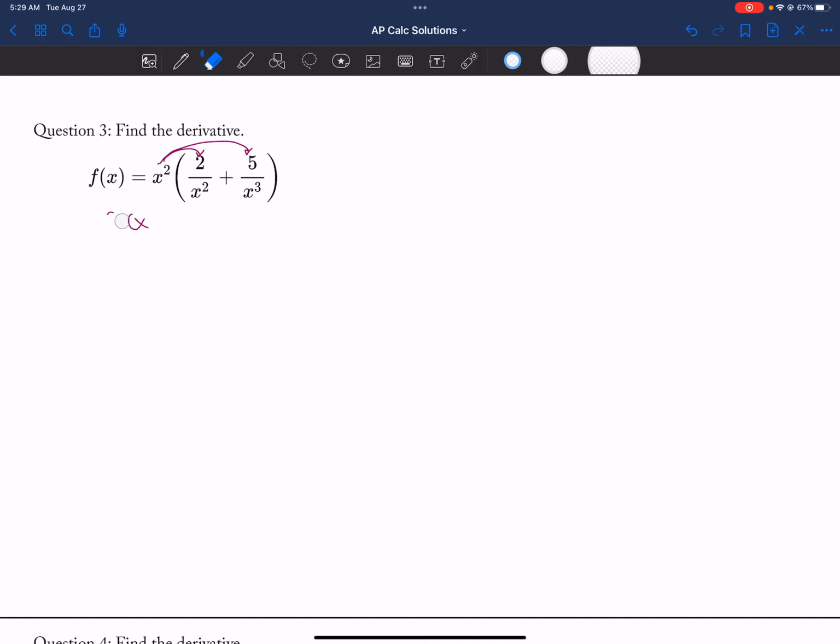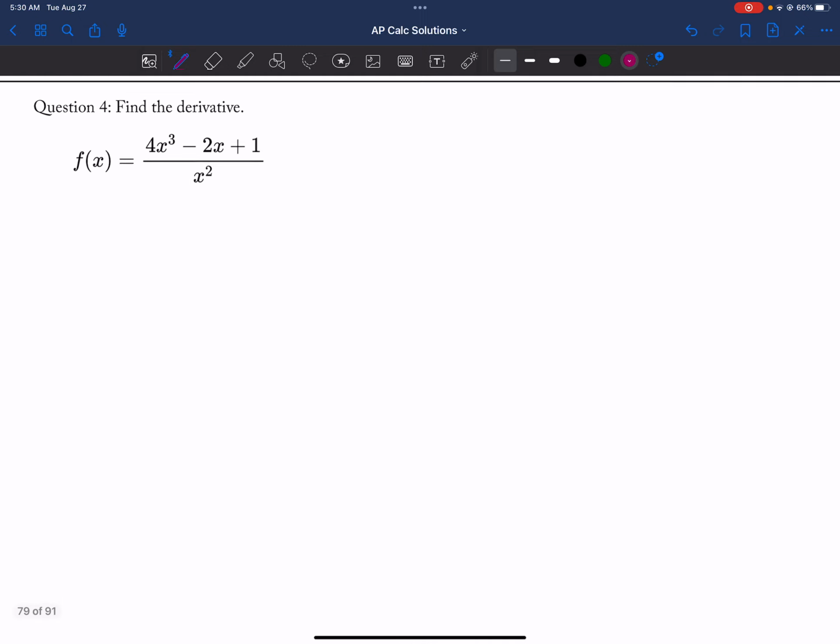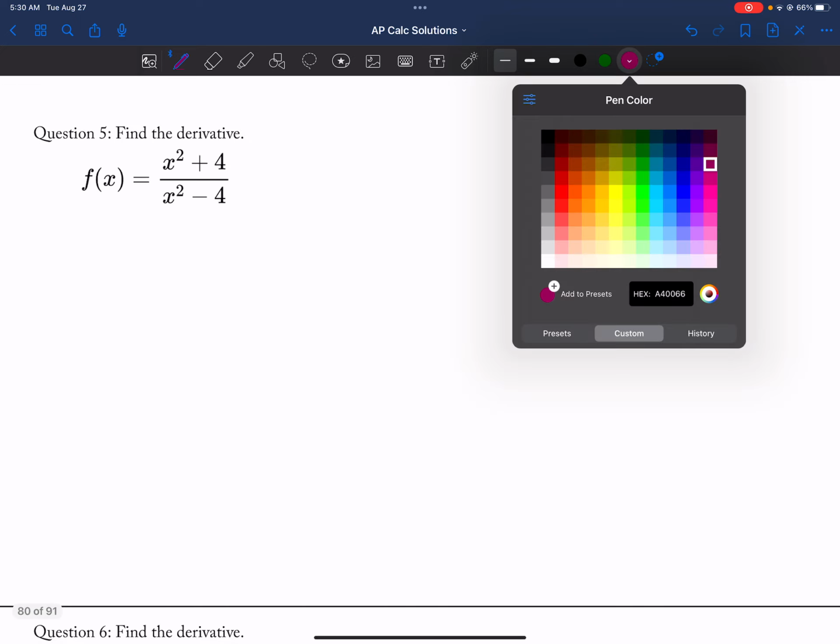Oh, I'm not doing the derivative yet. I don't know what I'm doing. But I would rewrite this: 2x squared over x squared plus 5x squared over x cubed. So I would get 2 and then plus 5x to the negative first power. So then when I do my derivative, the 2 goes away and I'm just left with negative 5x to the negative second power. A lot easier. 4 is an even one and 5.